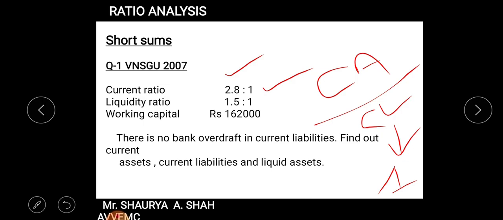Again, what is given? There is no bank overdraft in current liabilities. So it has made my point easy, that again liquid liabilities and current liabilities are the same, as bank OD is not there. Find out current assets, current liabilities and liquid assets. 3 things we need to find. So how will we proceed? I hope you must have written the sum. Current ratio 2.8:1, LR is equal to 1.5:1 and working capital is 162,000. Fine.